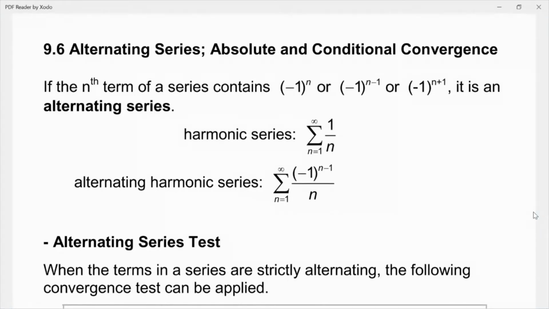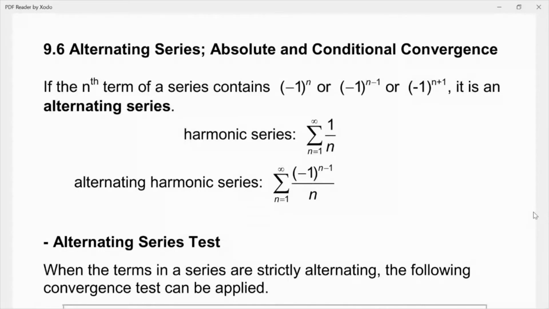This is AP Calculus BC, and in this video I'm going to talk about section 9.6. The primary focus of this section is alternating series, but we're also briefly going to discuss absolute and conditional convergence. So this is actually the last series test that we have, and this is one of the easiest for us to use.